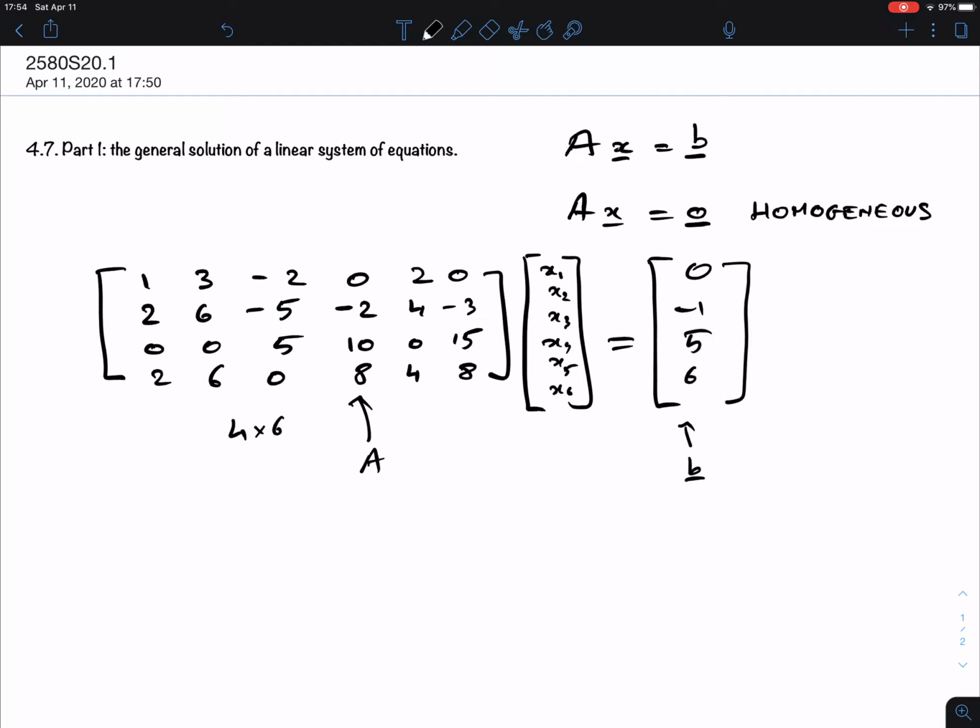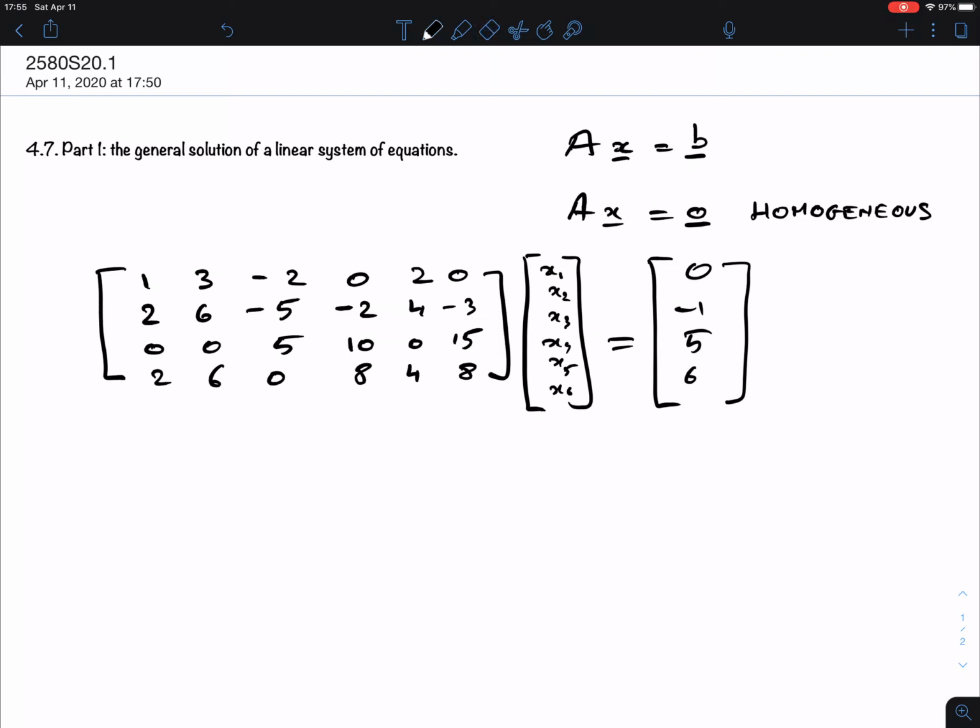Why only 4? Well, think about it. This is a 6 times 1 column, and if we multiply this, the result will be a 4 by 1, in other words, a column of size 4 here. So the dimensions make sense. Let me erase everything underneath here. So this is the system we want to solve.